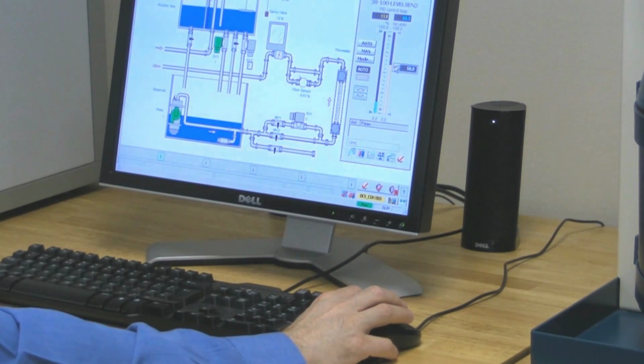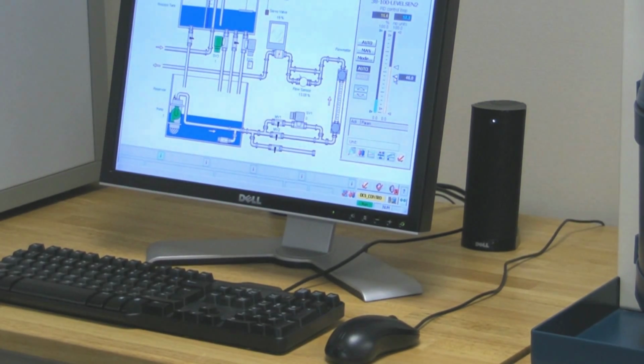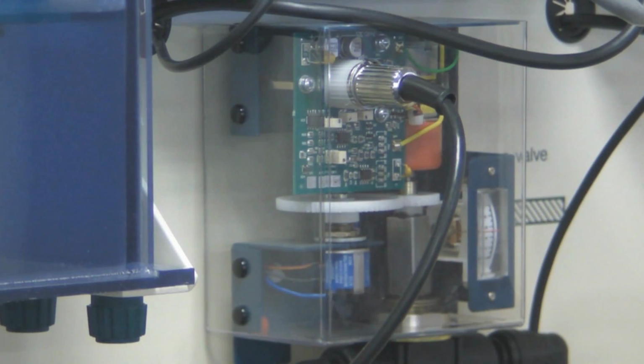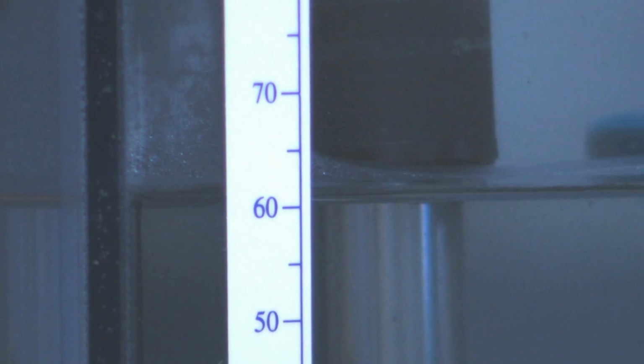Here we see the operator reducing the required level in a tank. We see a servo valve close. The flow rate drops and the level in the tank falls.